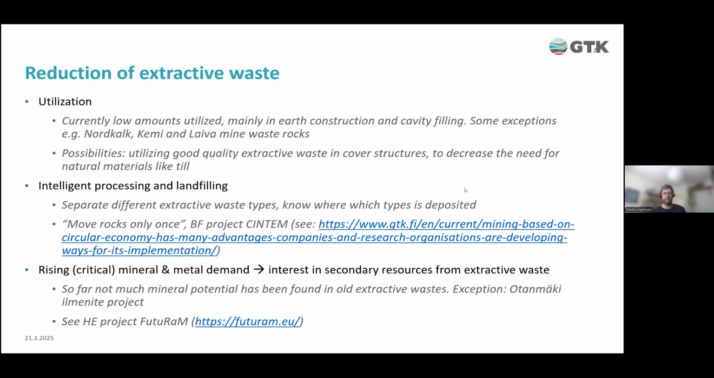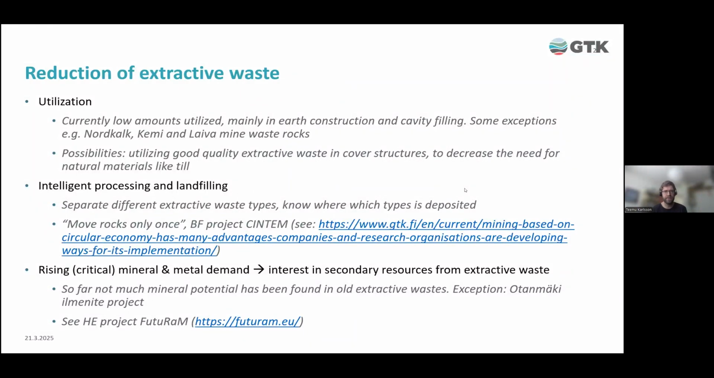One way to reduce the extractive waste is more intelligent processing and landfilling. The separate extractive waste fractions should be deposited in certain places. The idea is that you know where what kind of material is. So if you want to reuse or utilize it later, then you know where to go. And of course, the best quality fractions could be utilized right away.